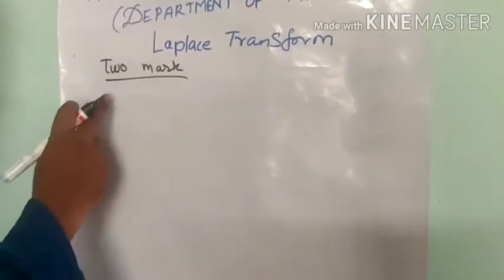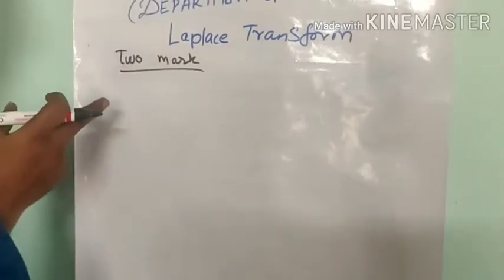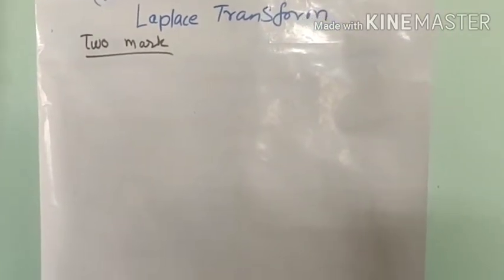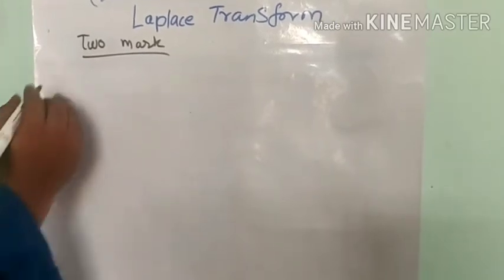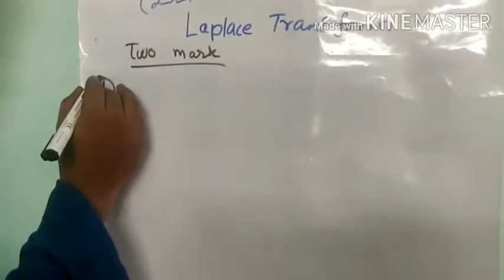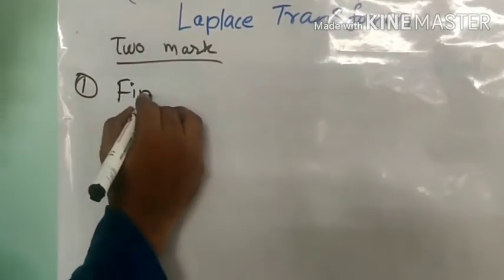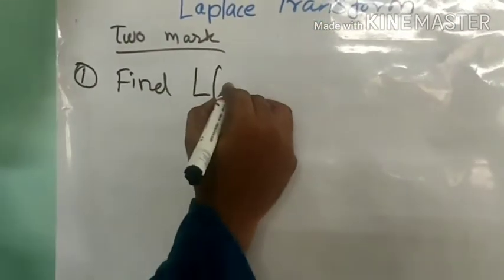Now two marks problems based on the above formulas, the 8 formulas. You know the formula. Before going to these two marks problems, first learn these 8 formulas very well. First problem. In the exam, I will ask the two marks problem. You are asked to find Laplace of e power 3t. This is our two marks problem.